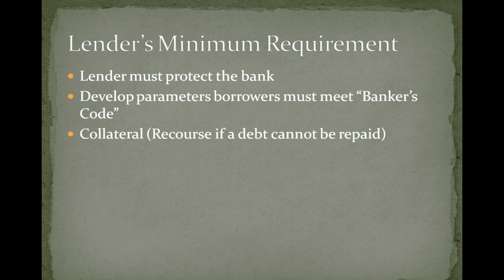Because they were now lending out money, they had to protect the bank. So they came up with parameters for borrowing and lending money. Now this is, quote unquote, a banker's code. This is the list of guidelines a bank will follow when lending out money for any particular purpose. The next one is collateral. Collateral is a way of getting recourse for a loan in case that loan cannot be paid.